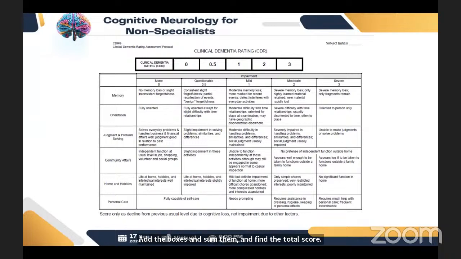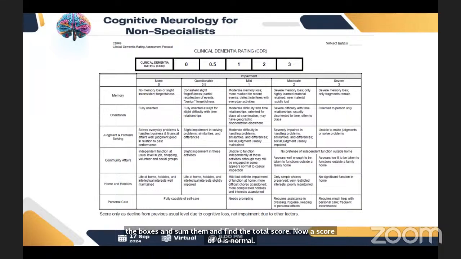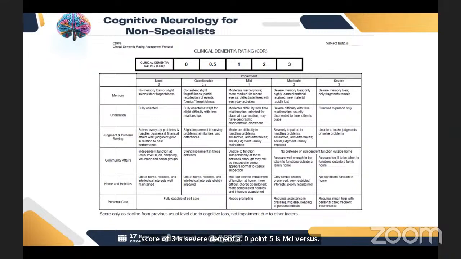Now, a score of 0 is normal. A score of 3 is severe dementia. 0.5 is MCI, although because MCI usually means they don't have functional impairment, we say very mild dementia. One is mild dementia and two is moderate. Next, please.